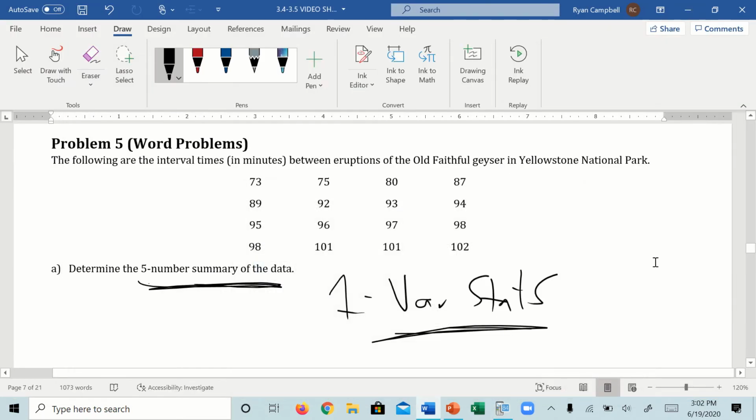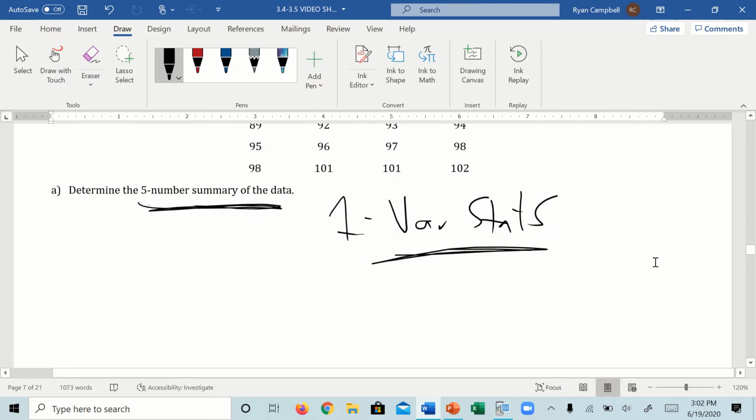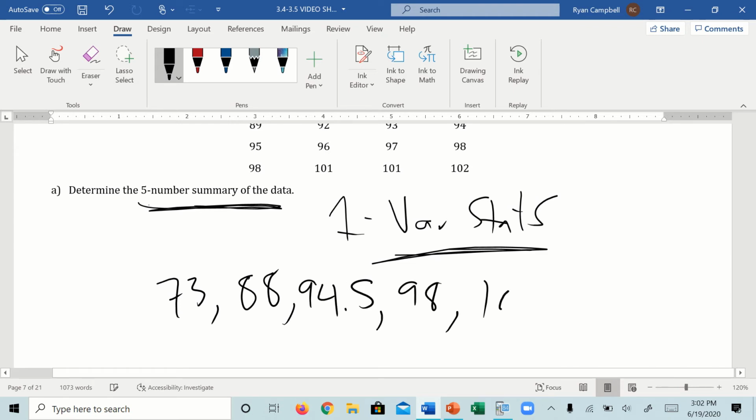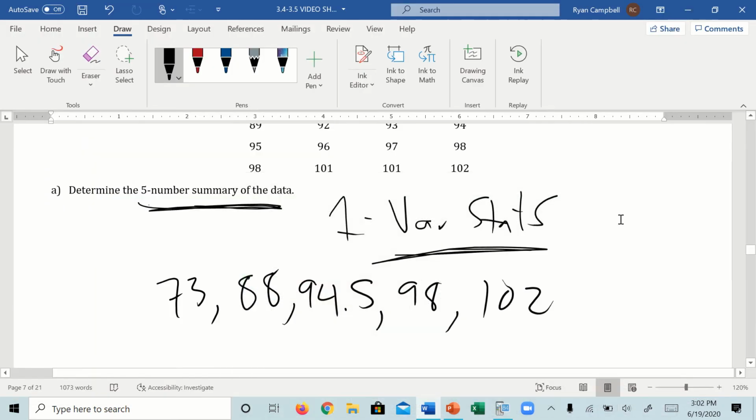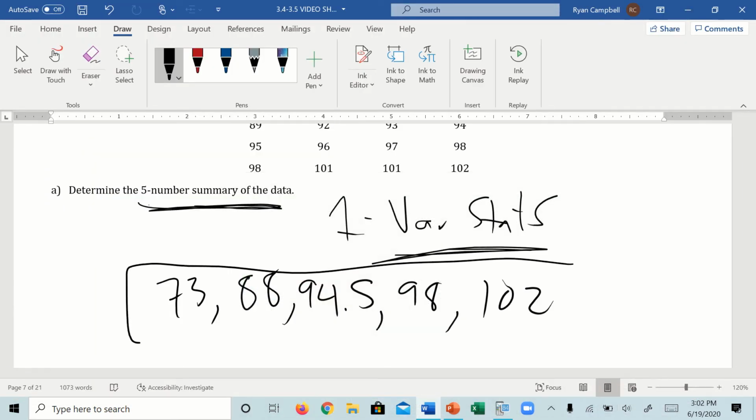So we see that our 5-number summary is going to be 73, 88, 94.5, 98, and 102. And that's it. We're done. Yay!